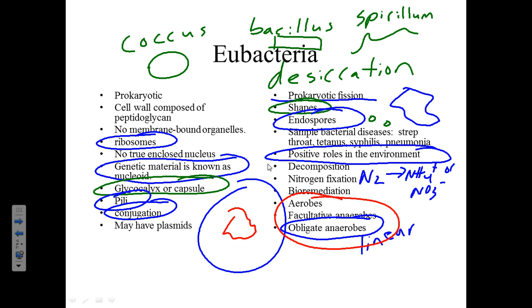So there are some bacteria that oxygen is actually toxic to. And they have to be in environments where there's little to no oxygen. I'll give you an example of one of these. You guys ever heard of botulism? Yeah. Botulism is a type of what? Food poisoning.